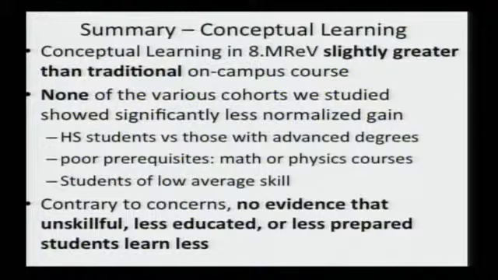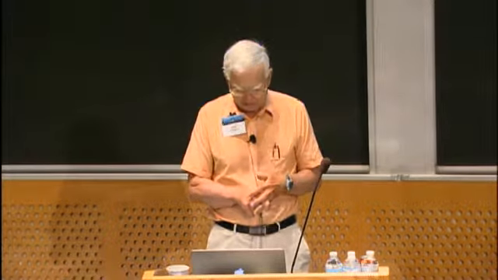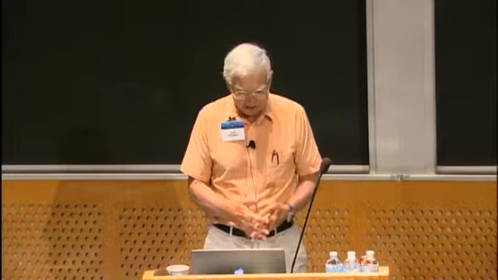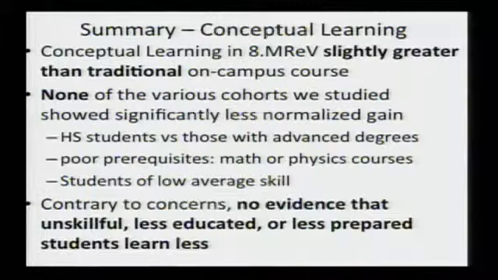I just want to emphasize that using either IRT pre-post testing or the standard normalized gain pre-post testing method, we come to the conclusion that, contrary to what a lot of opinions have been expressed about MOOCs, none of the various cohorts we studied showed significantly more or less gain than the others. The high school students versus those with advanced degrees, the people who had poor prerequisite preparation, or the students with low initial average skill. And so that's the take-home message from the pre-post testing.